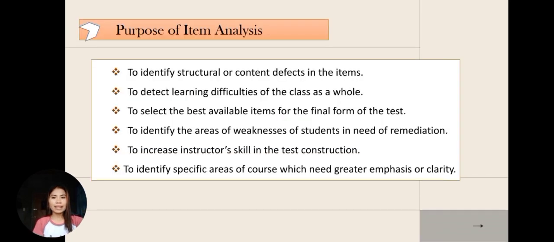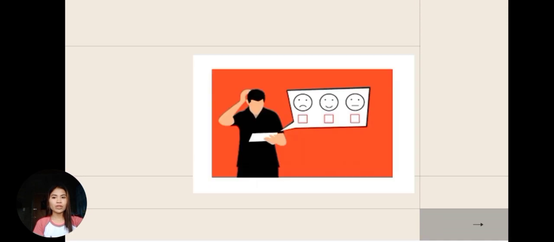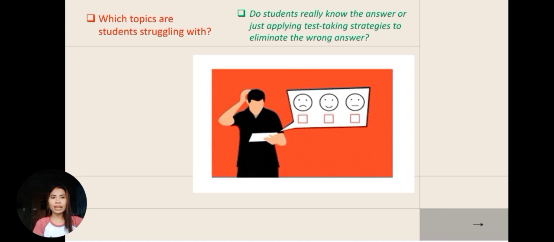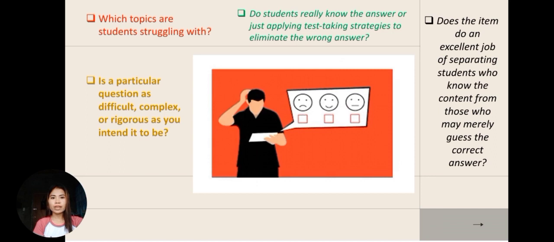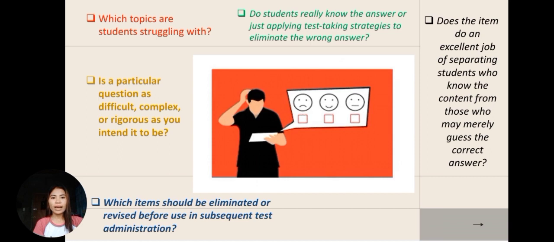Therefore, item analysis is accompanied with these questions on determining learners. First, which topics are students struggling with? Second, do students really know the answer or are they just applying test-taking strategies to eliminate the wrong answers? Third, does the item do an excellent job of separating students who know the content from those who may merely guess the correct answer? Then, is a particular question as difficult, complex, or rigorous as you intend it to be? Then lastly, which items should be eliminated or revised before use in subsequent test administration?